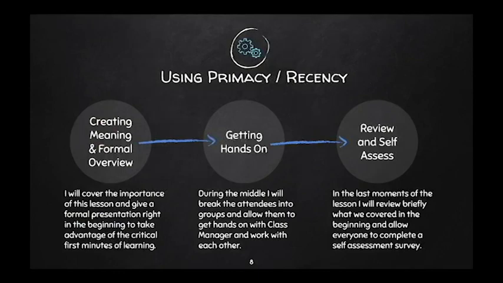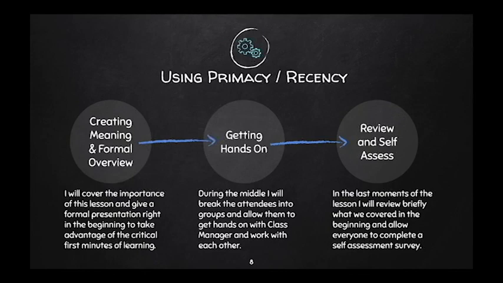Using primacy and recency, we know that the first few minutes of any lesson are very critical, so right out of the box, we're creating that meaning, and we're going to do a formal overview of the product that we're teaching in this lesson. We're going to go through how to use the product, how to access the product, and how to implement it in their classrooms right out of the box with a formal presentation, and we're going to give them all the steps that they need to actually use the product.